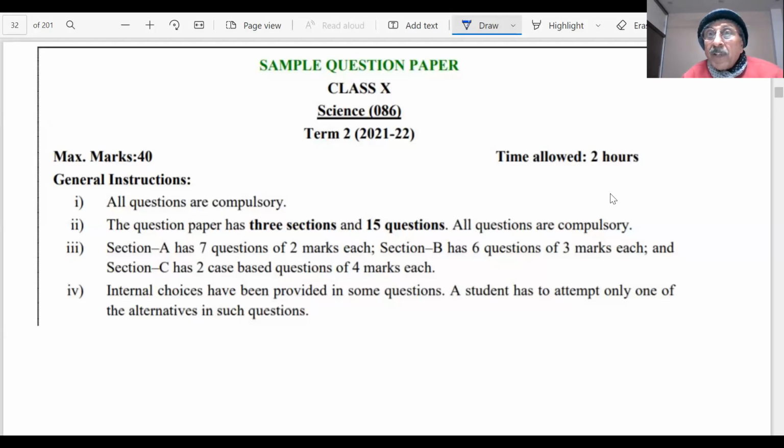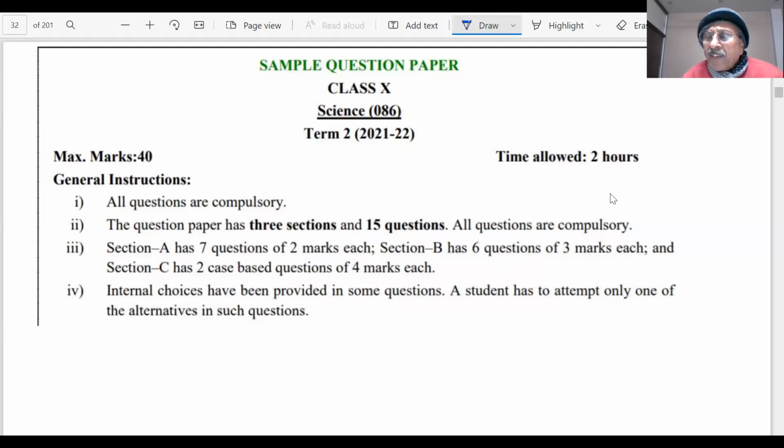Here I am going to solve the sample question paper, class 10th science 086 for term 2, 2021-22, released by the CBSE. In the previous video, I have solved the chemistry part of the sample question paper, and today I will be solving the physics part of the sample question paper officially released by the CBSE.